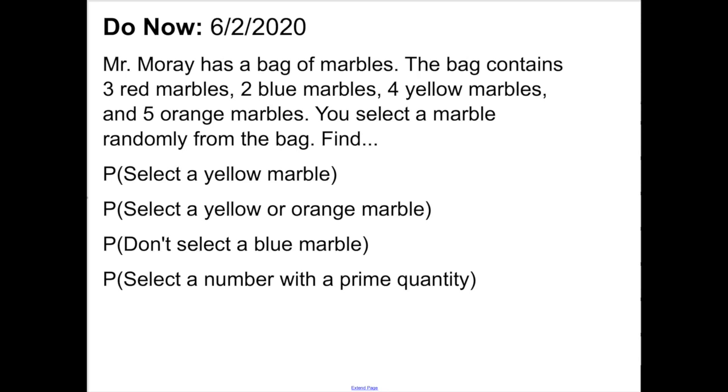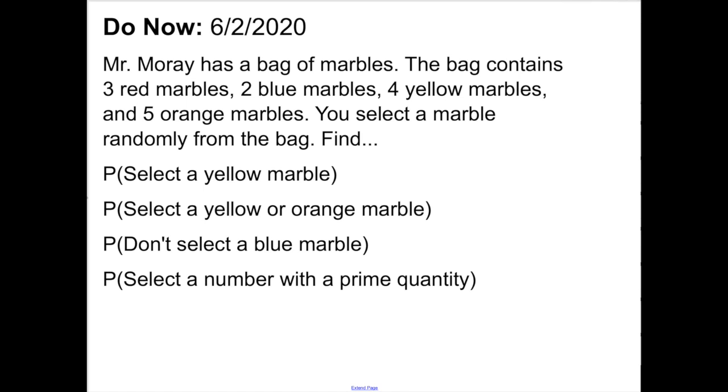It's Mr. Murray coming to you with a little do now for Course 1 Honors for Tuesday, June 2nd, 2020. And this is going to be our first official probability do now. So Mr. Murray has a bag of marbles. The bag contains 3 red marbles, 2 blue marbles, 4 yellow marbles, and 5 orange marbles. You select a marble randomly from the bag. Find the probability that you select a yellow marble.